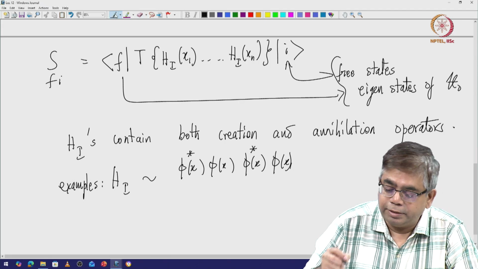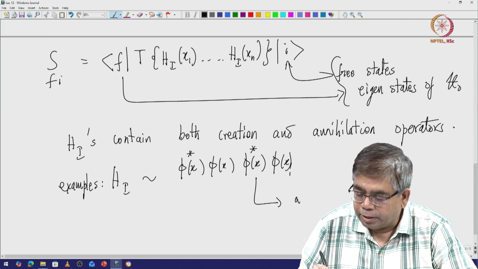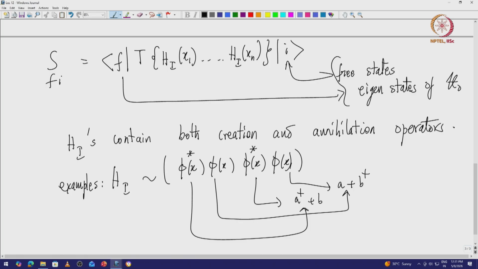And we had done the quantization of the complex scalar field, and then this will have something like, let's start with a plus b dagger. This will be dagger, a plus b. So this will be a plus b dagger, and this will be a dagger plus b. So this product, the H interaction, which comes with some lambda coupling constant, essentially this constant is called a coupling constant, will come with both creation and annihilation operators.